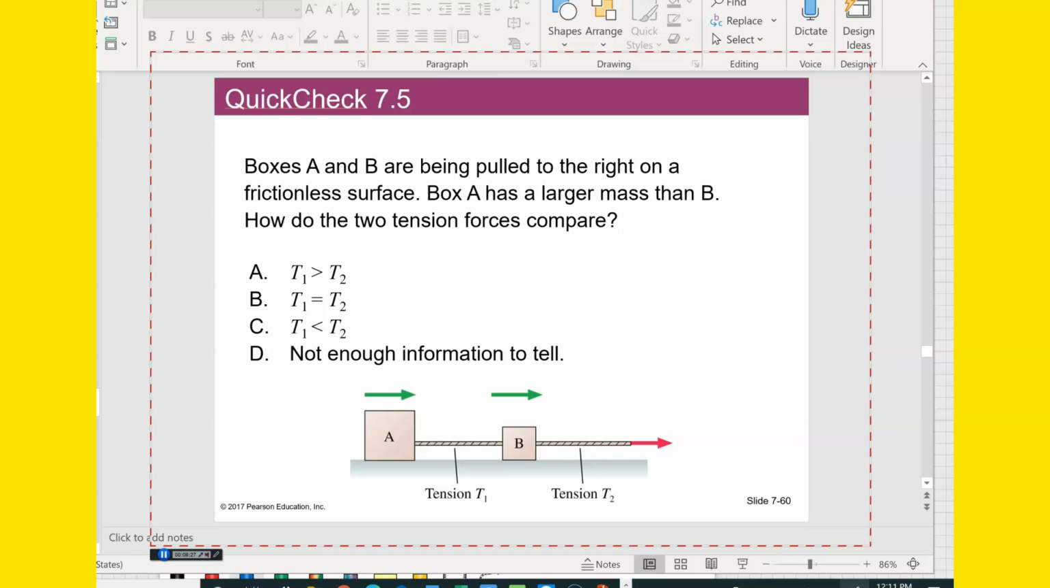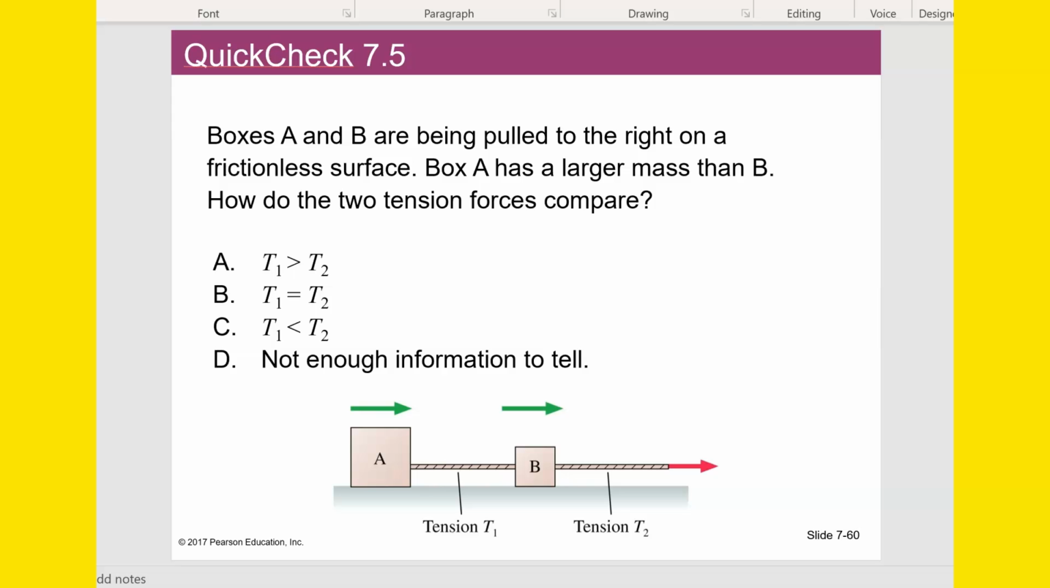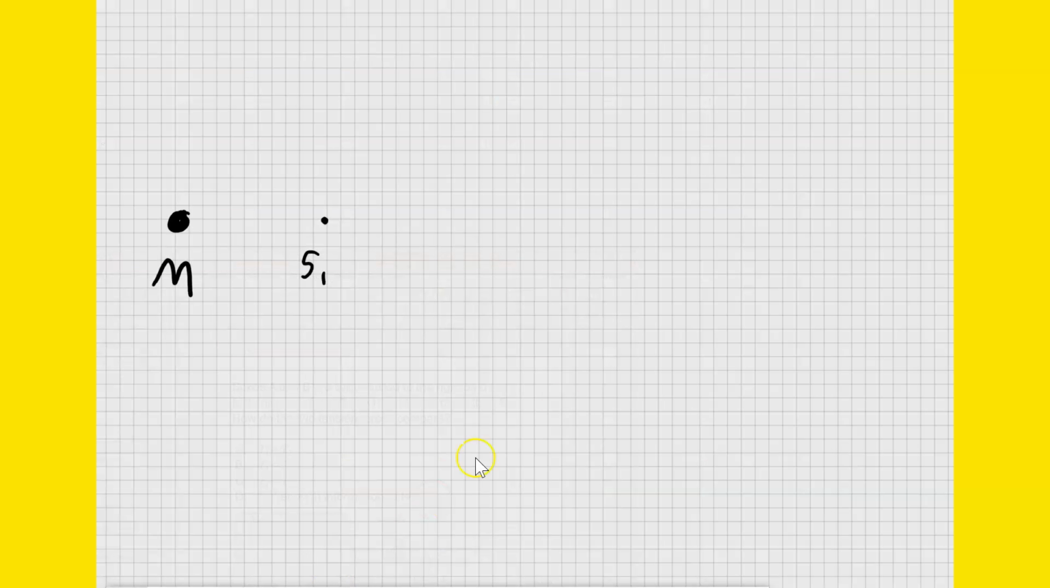Let me go ahead over here to show you something. This may be slightly difficult to follow, but try to bear with it. Here's big M. Let's call this string 1. Let me just make sure I got my numbers right. Yeah, that was tension 1, so we'll call that string 1. Then here is little m. So big M and little m, okay? Then here's string 2.